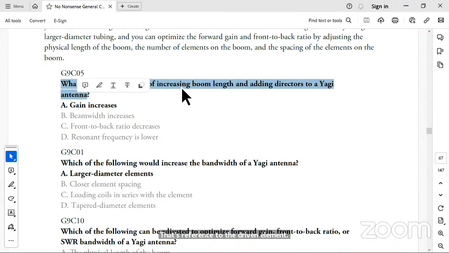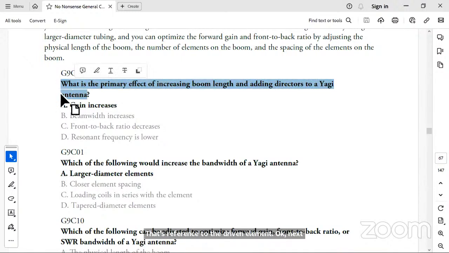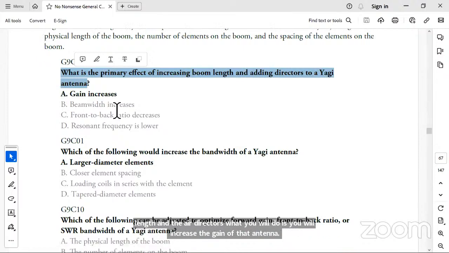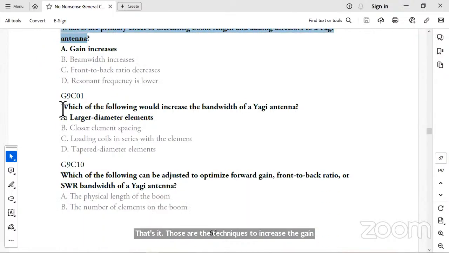What is the primary effect of increasing boom length and adding directors to a Yagi antenna? So let's dissect this question. What are they asking us? The primary effect. So what will happen if we do what? Increase the boom length or we add directors. So we're talking about a Yagi here. If you increase the boom length and you add directors, what you will do is increase the gain of that antenna. Those are the techniques to increase the gain of Yagi antennas.